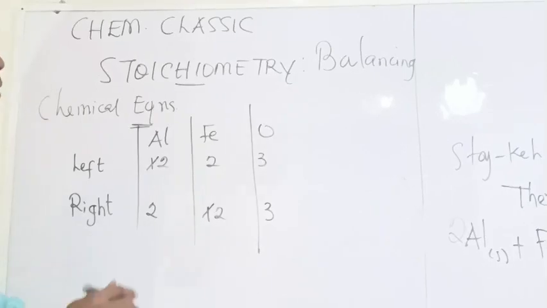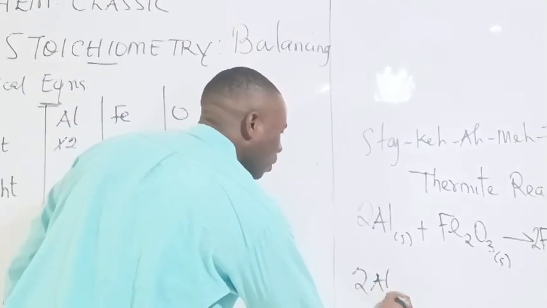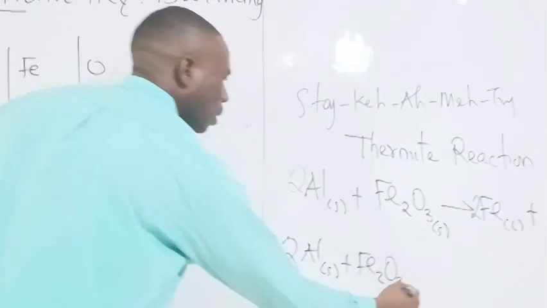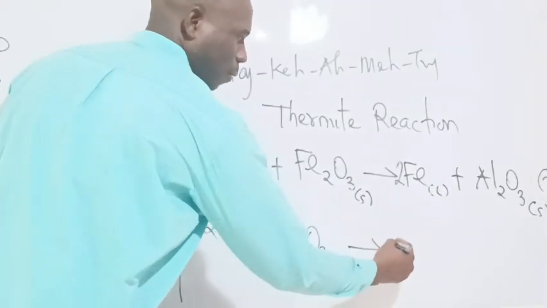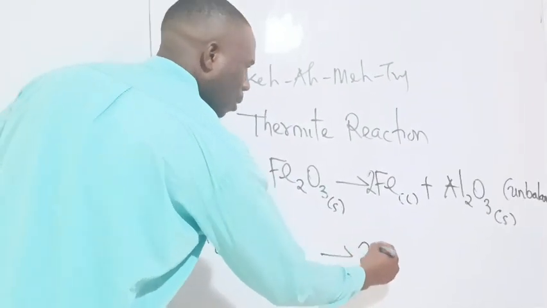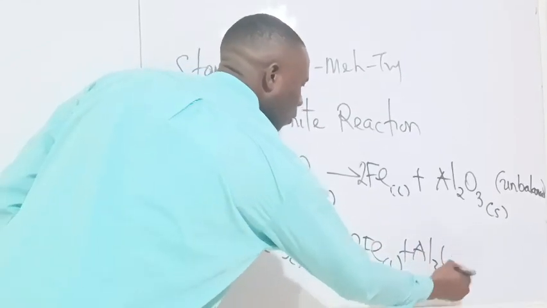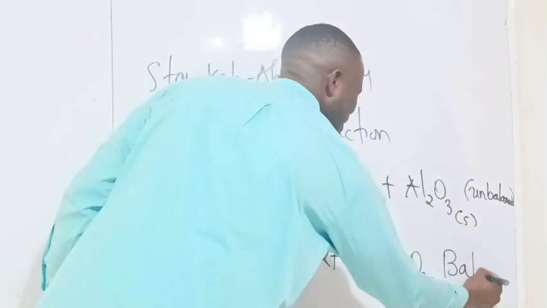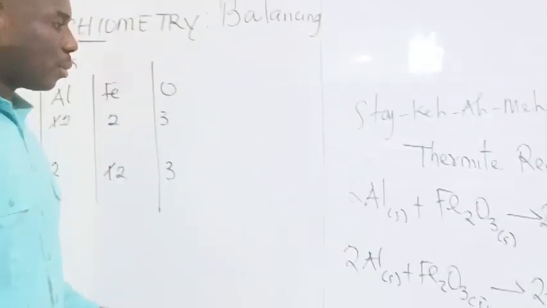So the balanced chemical equation becomes 2 moles of aluminum plus 1 mole of iron(III) oxide, forming 2 moles of iron plus 1 mole of aluminium oxide. Now this is the balanced chemical equation.